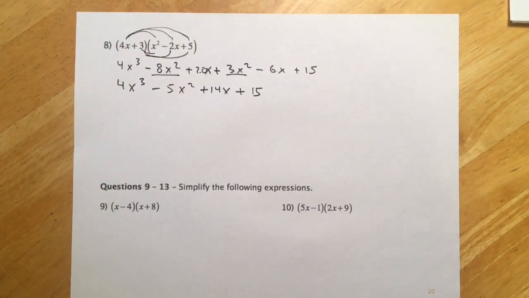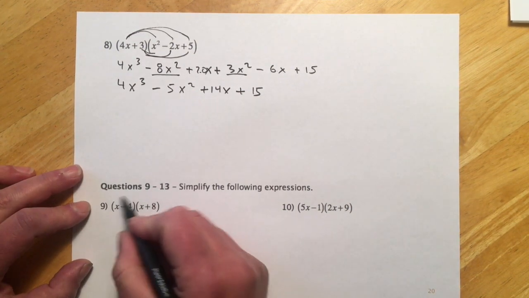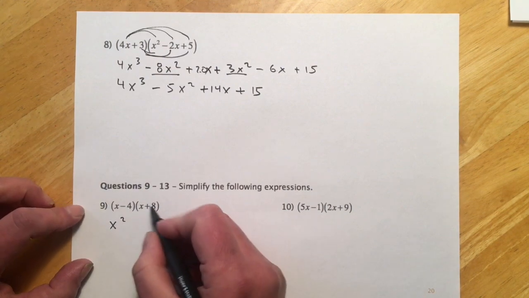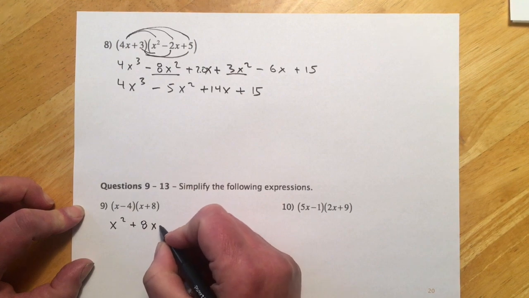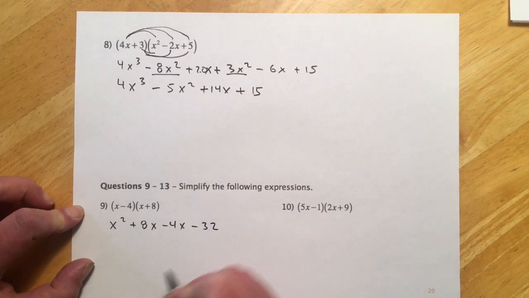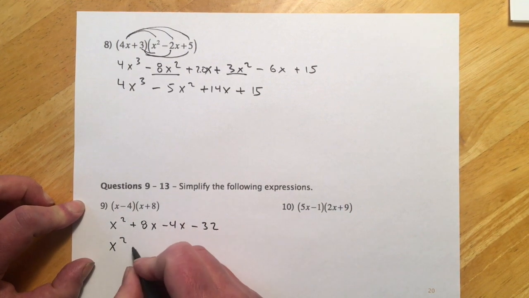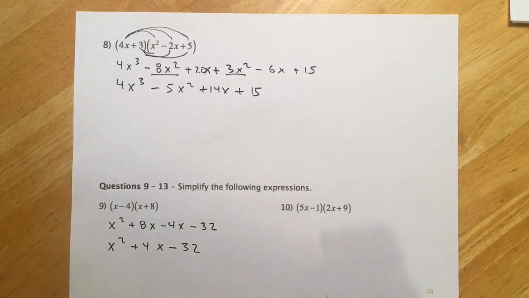And then these next 4 are the ones that would have you guys try. So this is just a basic FOIL, so x times x for x squared, and then times the plus 8 for 8x, and then do the same with the negative 4. So negative 4x and minus 32. So x squared, that'll be 8 minus 4 for 4x, and minus 32.